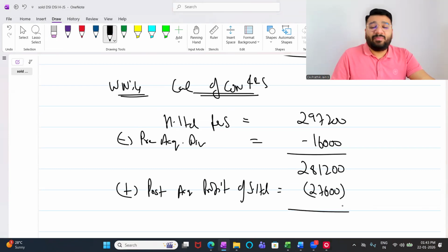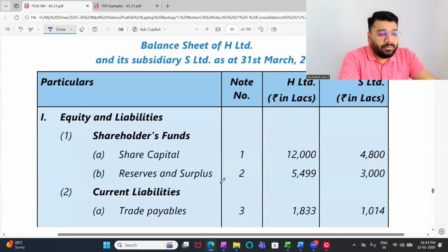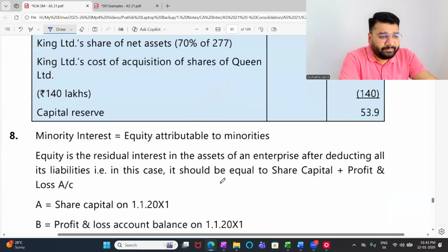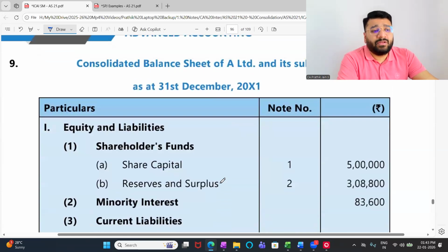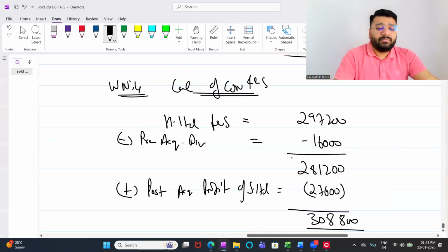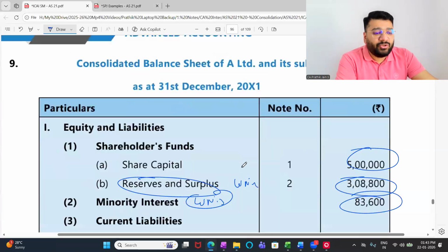27,600. Balance how much? 3,08,800. What is the share capital of H Limited? 5 lakh. Reserve and surplus is coming from working note number 4, 3,08,800. And working note number 3, minority interest 83,600. If these 3 are matching up, our answer is correct. Rest you know how to do.